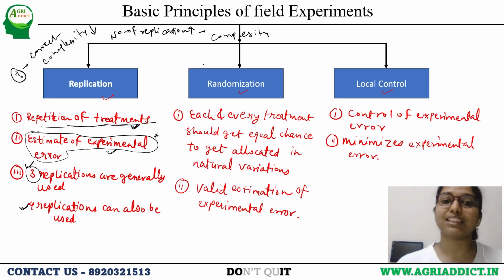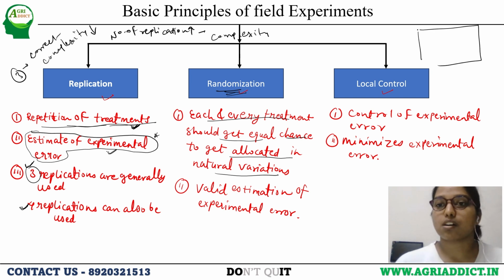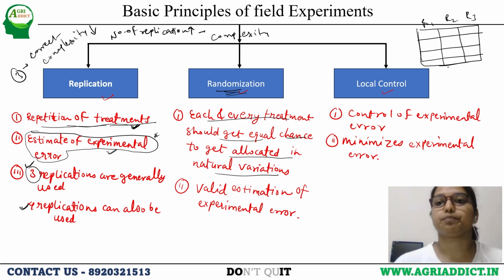The second principle is randomization. What is randomization? Here, each and every treatment should get an equal chance to get allocated in the natural variation. Say this is the field, and we have made 3 replications, and now we have to put 4 treatments in it. This is replication 1, replication 2, replication 3. So the treatments will get repeated 3 times. Say we have 4 treatments, T1, T2, T3, T4.